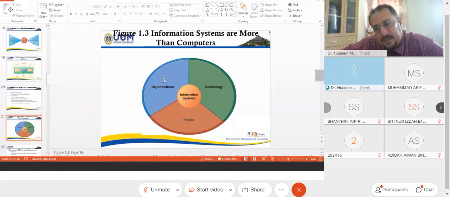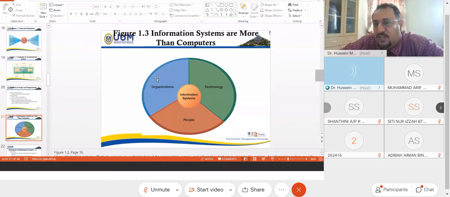For example, UUM. You came to UUM, or those who are new to UUM. We have technology. We have online, virtual classes. When you come to UUM, you have devices. We have Wi-Fi. Anything that is hardware and software we consider as technology or facility. People, who are the people? People are us: lecturers, students, management, deans, and admin. All of those people use technology.